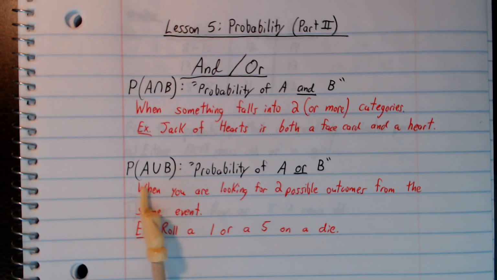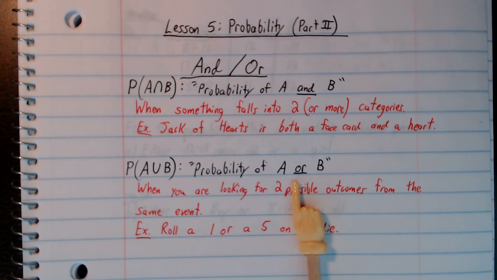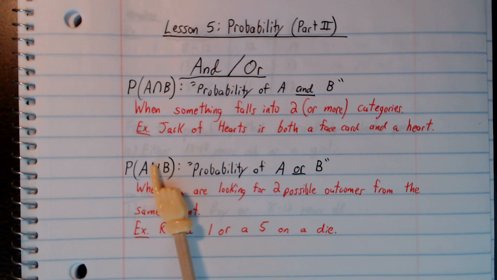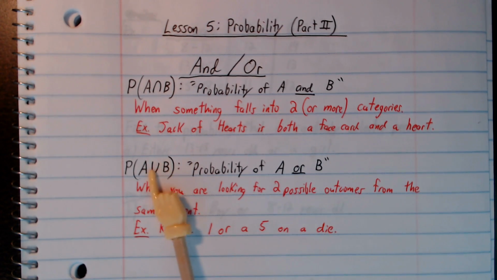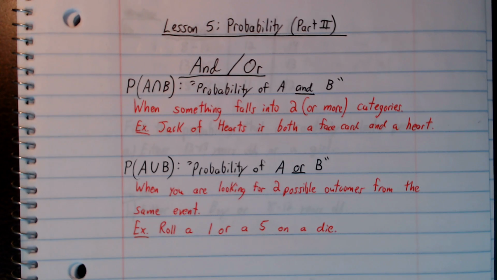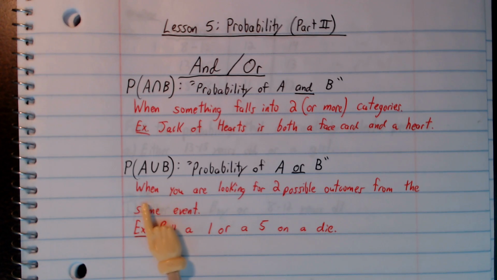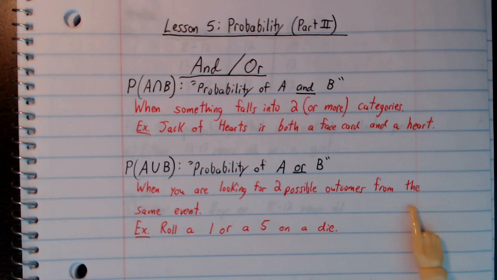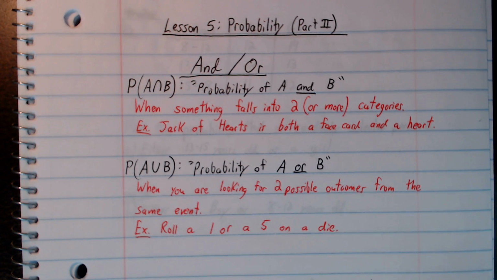Then we have the situation here, probability of A or B. How I remember this one is because if I went across with a straight line here, it would look like an O, or starts with O. So hopefully that also helps you remember which one's which. So you're looking at a situation when you are looking for two possible outcomes from the same event. Like if we roll a 1 or a 5, or maybe pulling out an ace or a 2 from a deck of cards, right? Those are different situations that could happen in the same event.